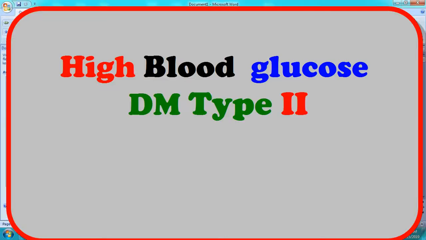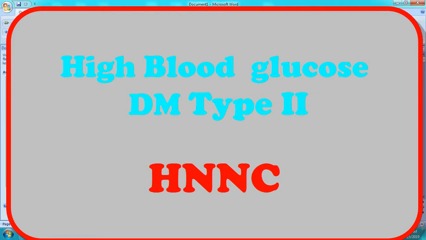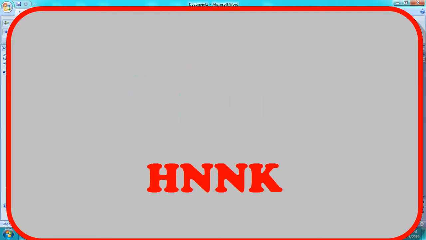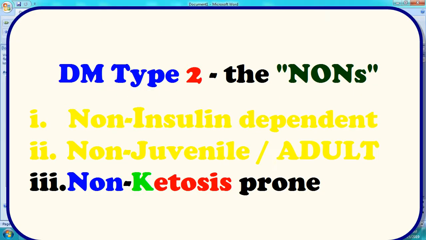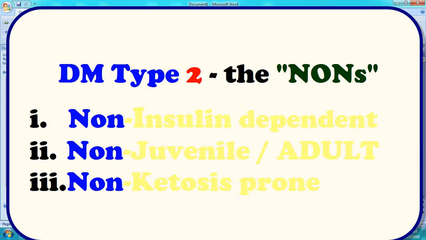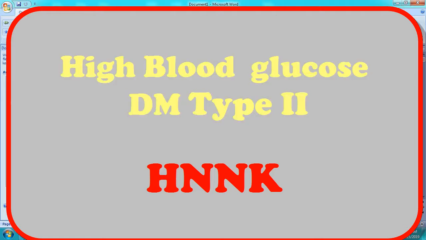High blood glucose in type 2 is called HHNK, HHNC, and some places call it HHS. Who gets this? Which type? Type 2s are the ones that have the nons. Type 1 never has anything that has non in it. HHNK: hyperosmolar, hyperglycemic, non-ketotic coma.